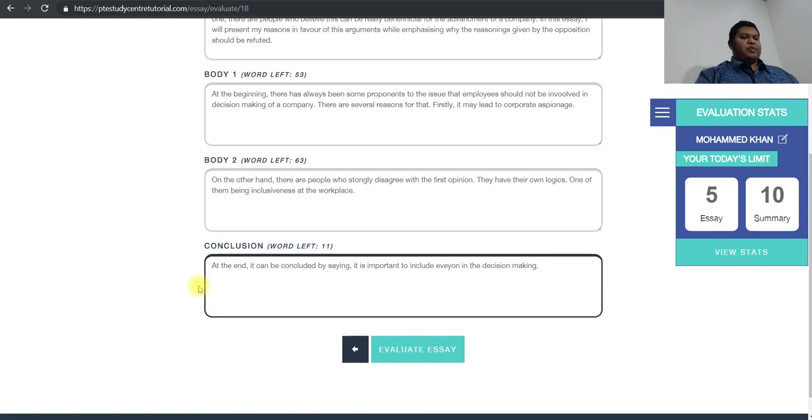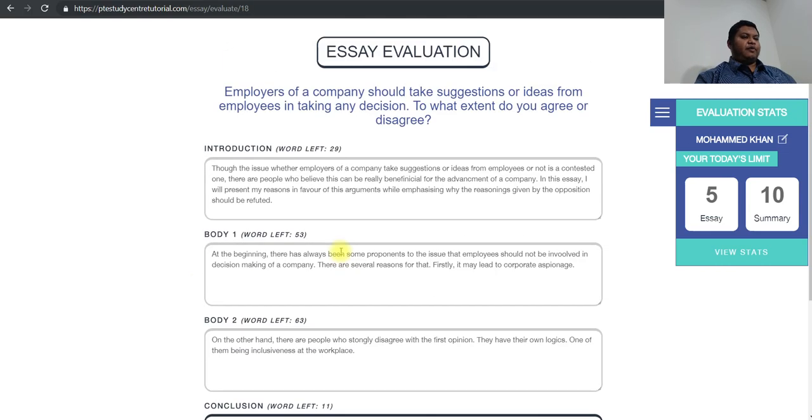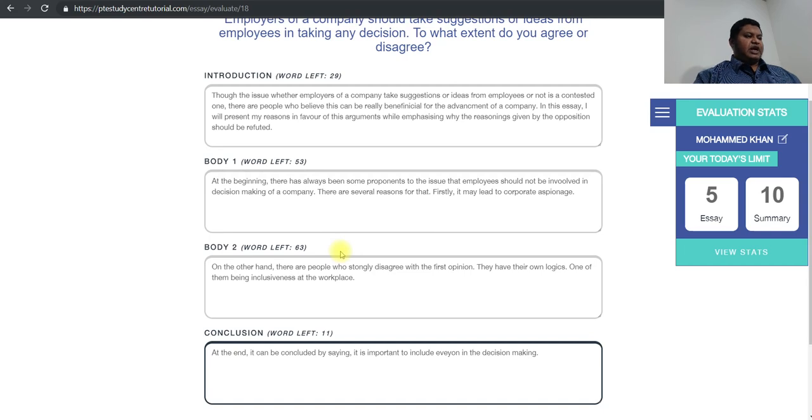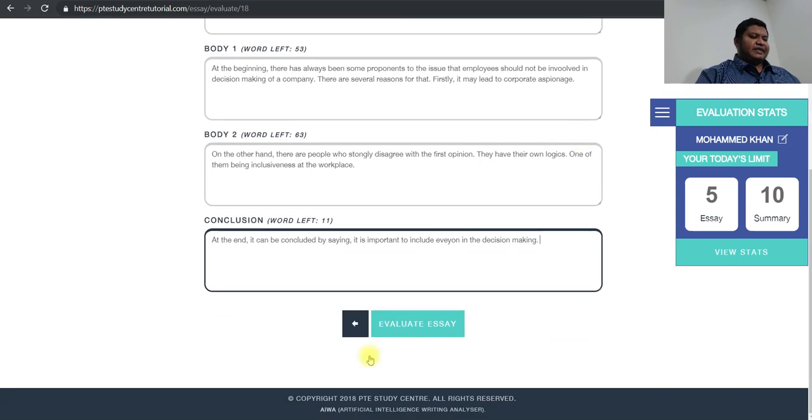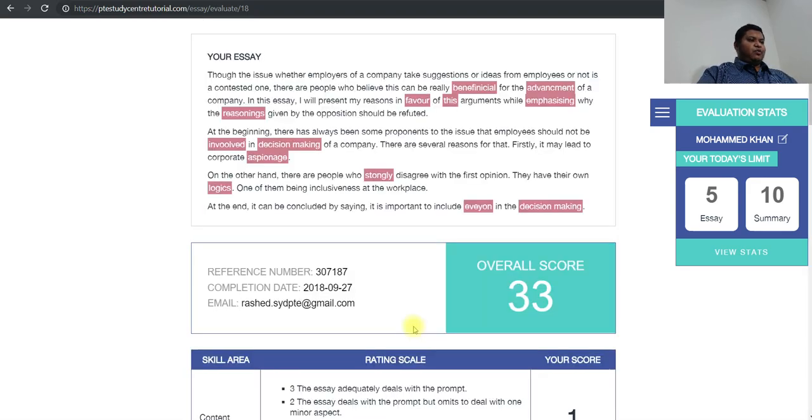So I'm done with my essay. It's obviously not something great that I have written, just to demonstrate how the whole thing works. I've written more than 120 words so that the system doesn't really give me 0. I've tried just touching the issue that has been presented in the question, but not really answering it. Let's see. So once we are done, we click evaluate and it gives me a result, and exactly whatever I was expecting happened.